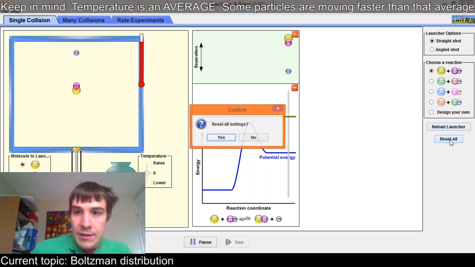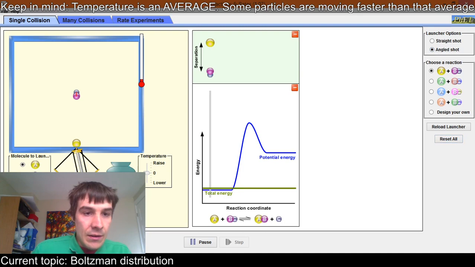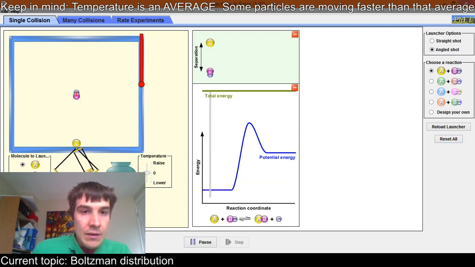Not only that, you can actually see an angled shot here if I shoot it at an angle. Right, it won't react until it bumps into it. At least I hope not. There we go. Okay, but that was a glancing blow. It didn't react. So that's kind of cool. Hopefully it'll hit itself.